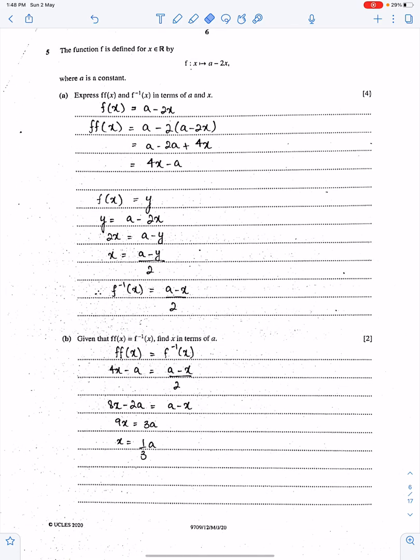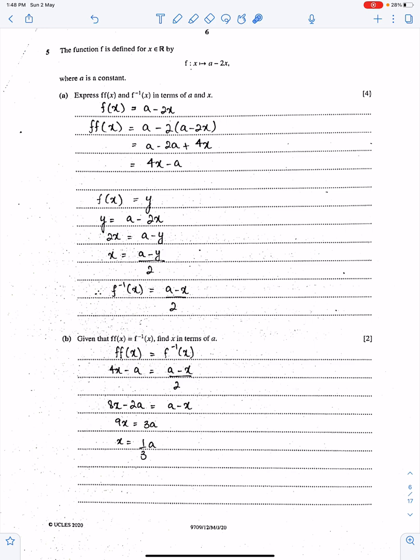Question number 5. This is the function f. Express f2, and f inverse is simple. We find f2 by replacing the x of f by f. We just need to replace this x and this x of f by f. This is f, this is f2 or f of x. Inverse is simple. We just need to replace this f of x by y here. Then we need to make x the subject, and then at the end we need to replace x by f inverse and y by x.